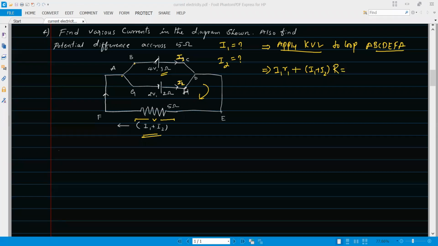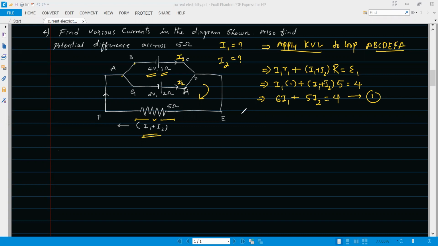R is equal to what should it be, the EMF here, that is E1, let us write. So if you solve this, it becomes I1 R1, that is I1 into 1, plus I1 plus I2 into 5, is equal to E1. The value of E1 is given. So E1 is nothing but 4 volt. So simplifying and writing again, we can write this as I1 into 1, I1, and I1 multiplied by 5 gives 5I1 plus 1I1, this is 6I1, plus 5I2 is equal to 4. Okay, call this equation number 1.